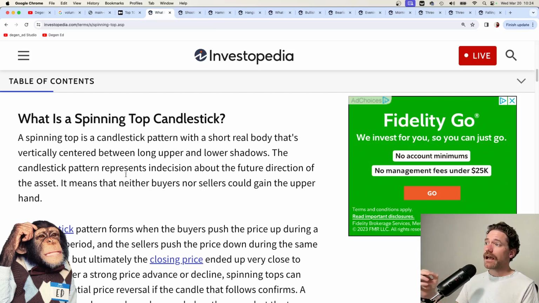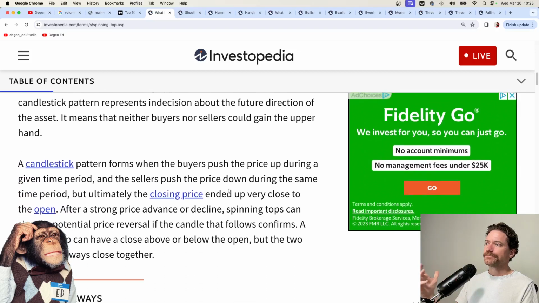A spinning top is a candlestick pattern with a short real body that's vertically centered between long upper and lower shadows, so the wicks to the top and bottom. And the candlestick pattern represents indecision about the future direction of an asset, and it means that neither buyers nor sellers could gain the upper hand.